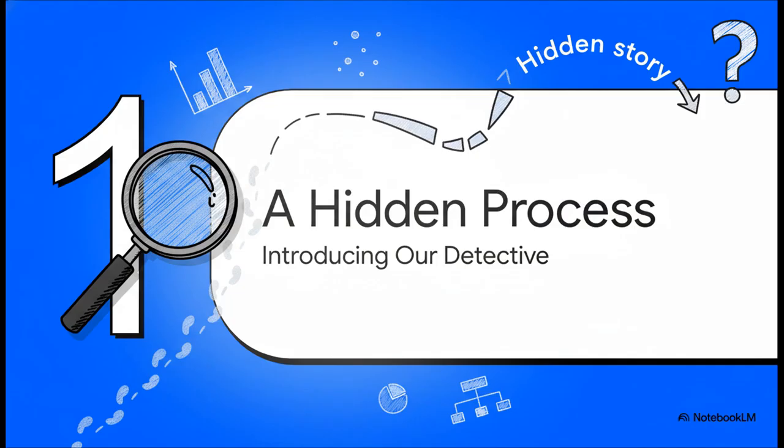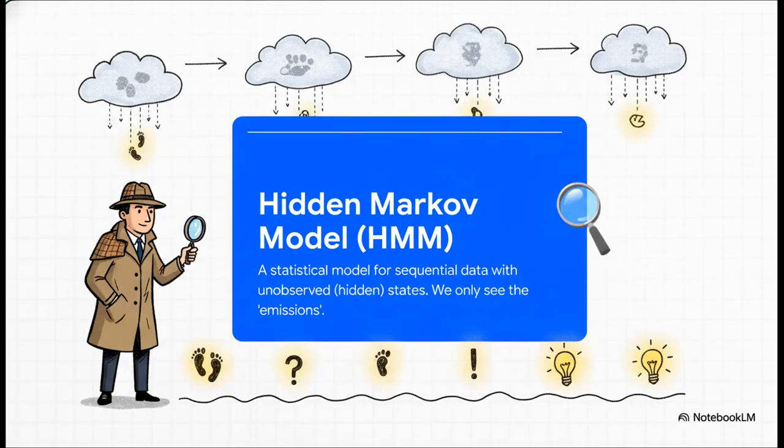We need a statistical detective, one that's trained to look at a trail of seemingly random evidence and figure out the hidden story that created it. And that detective has a name. It's called a Hidden Markov Model, or HMM for short.